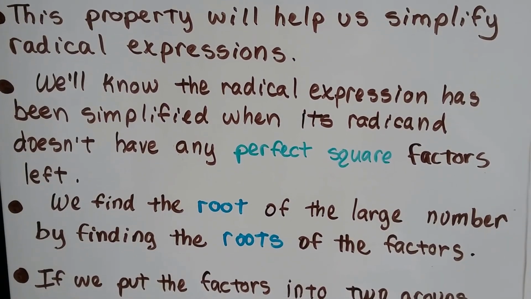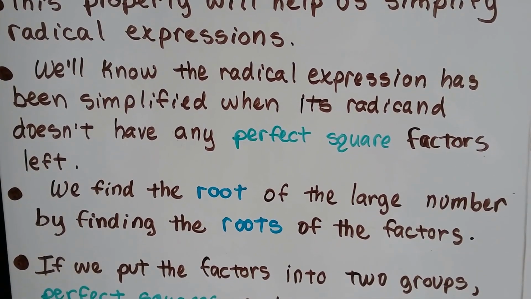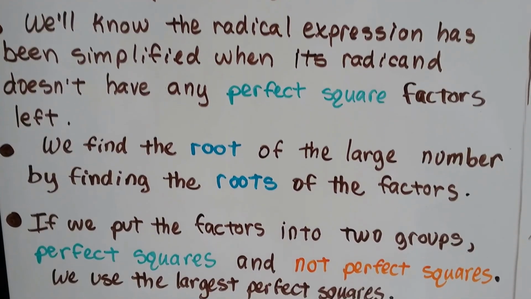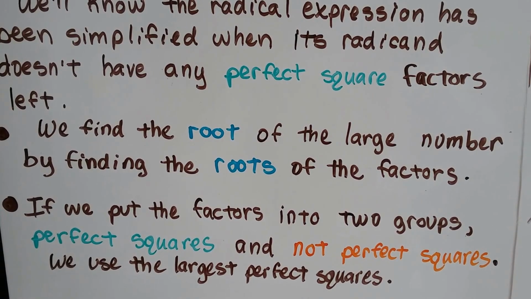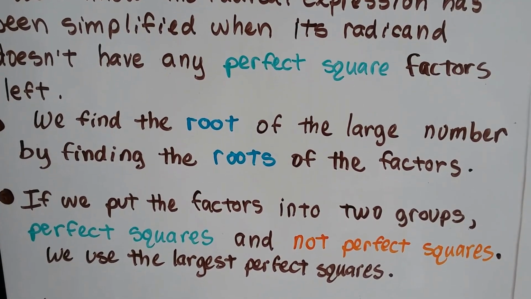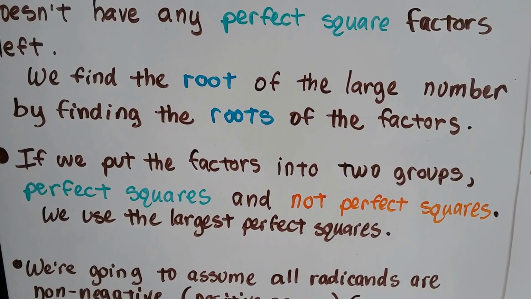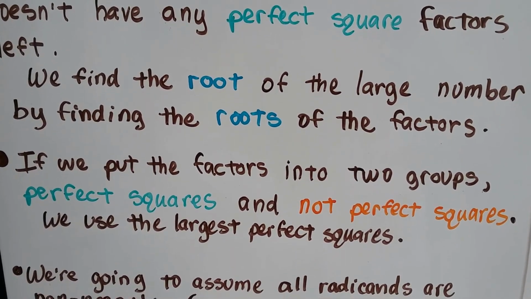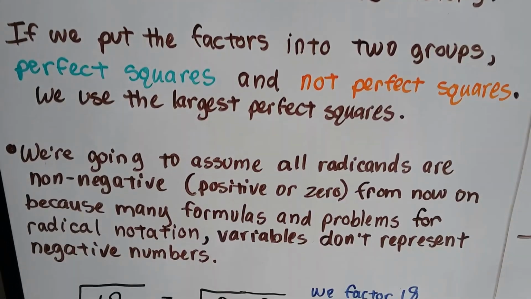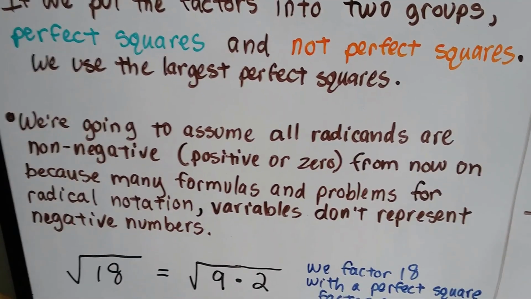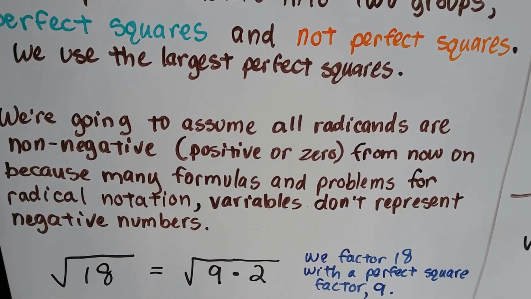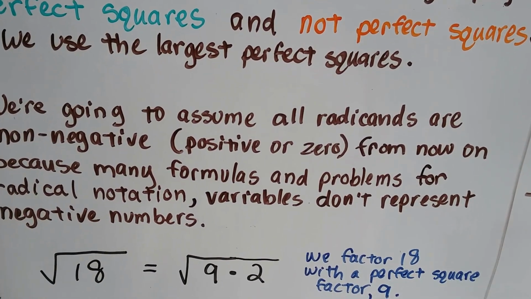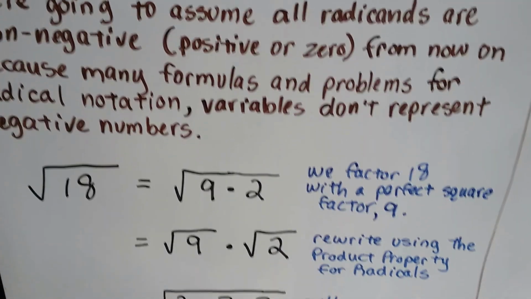We'll know the radical expression has been simplified when its radicand, the number under the radical symbol, doesn't have any perfect square factors anymore. And we find the root of the large number by finding the roots of the factors. If we put the factors into two groups, perfect squares and not perfect squares, we can simplify it, and we use that largest perfect square. We're going to assume that all the radicands are non-negative from now on. They're going to be positive or zero, because in many formulas and problems for radical notation, the variables don't represent negative numbers.